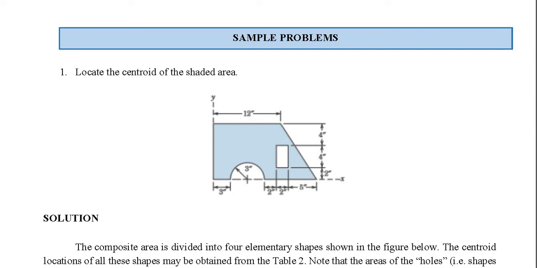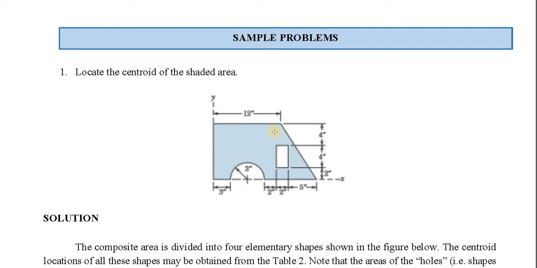So this is part 2 of our video discussion of lecture 5 or lecture 6. In this video, we will be discussing one example for locating the centroid, center of mass, or center of gravity. In this sample problem, you are being asked to locate the centroid of the shaded area.